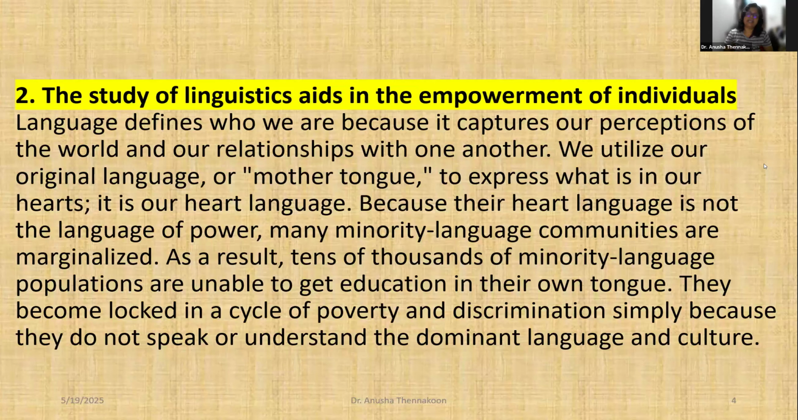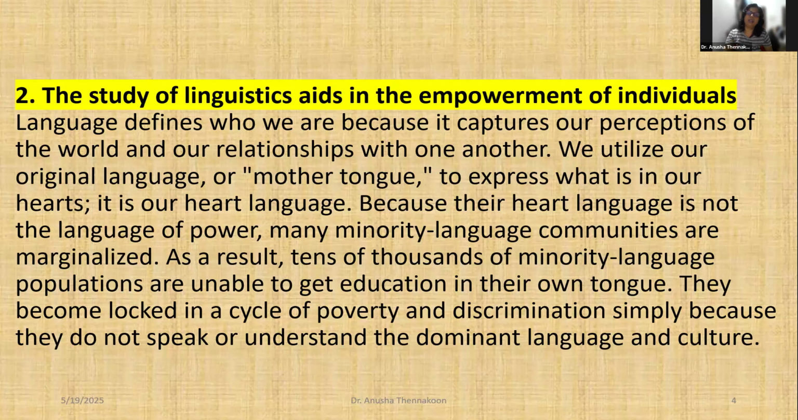Because of this, as a result, tens of thousands of minority language populations are unable to get education in their own tongue. Luckily in Sri Lanka, we can have education in our own mother tongue: Sinhala, Tamil, English. But in a country like India, not all the people get the chance to get education in their mother tongue.